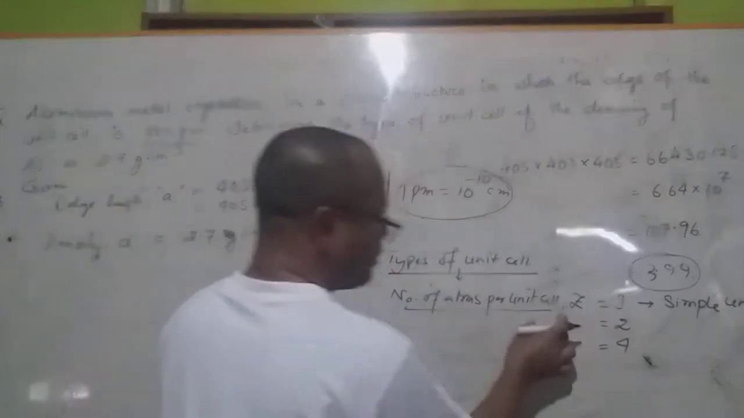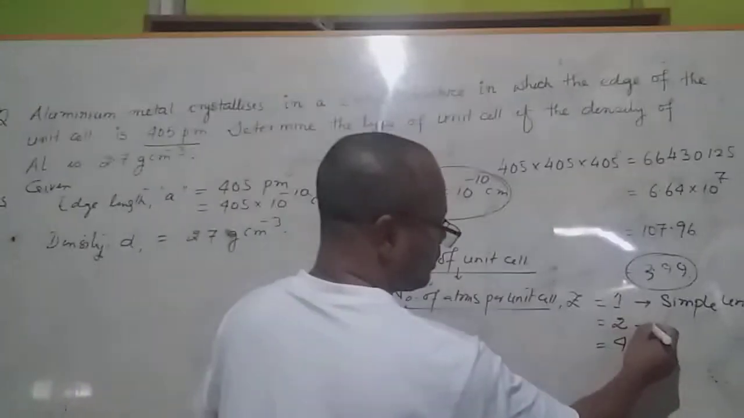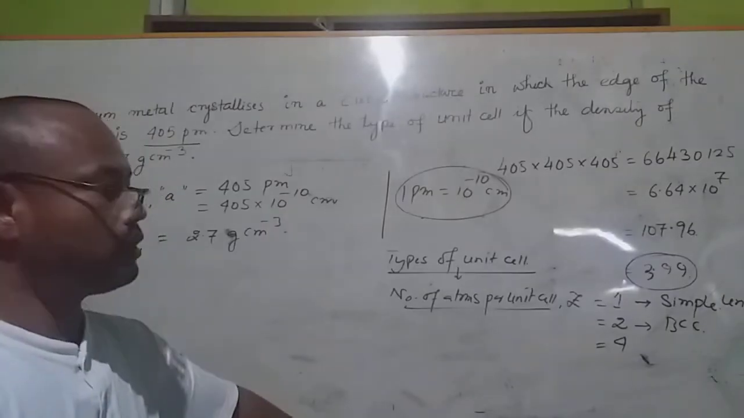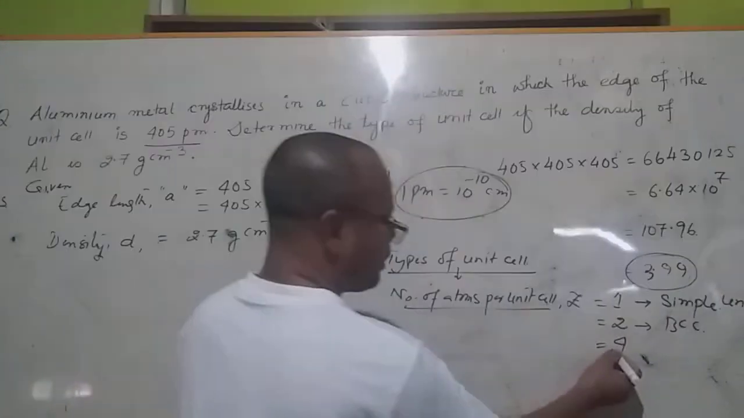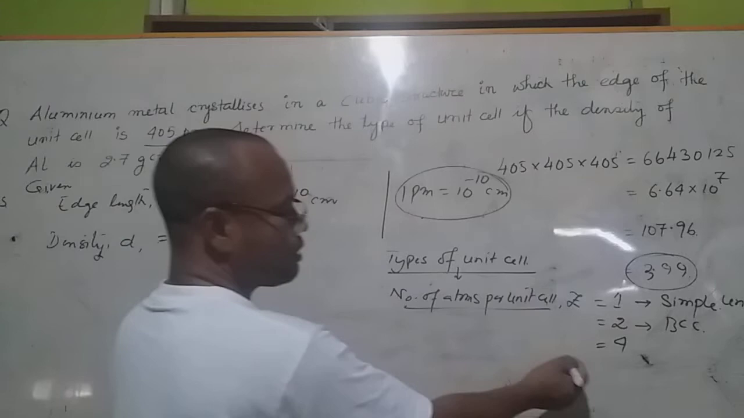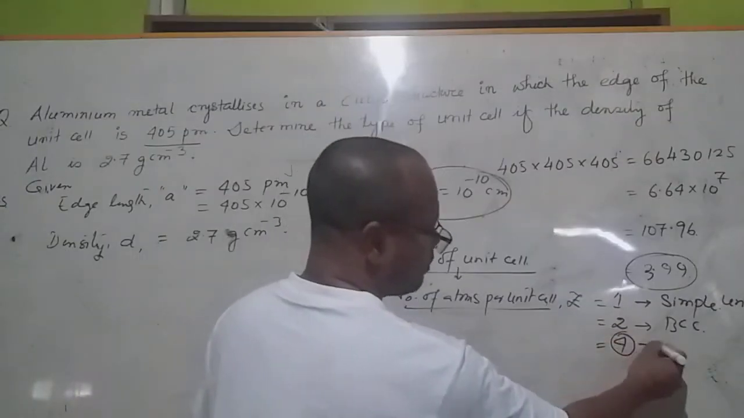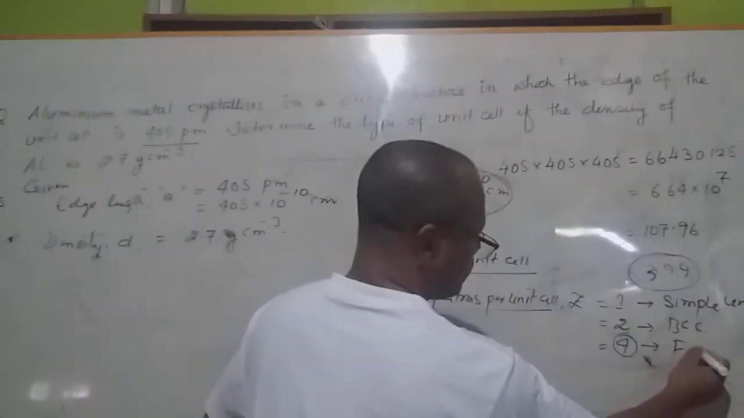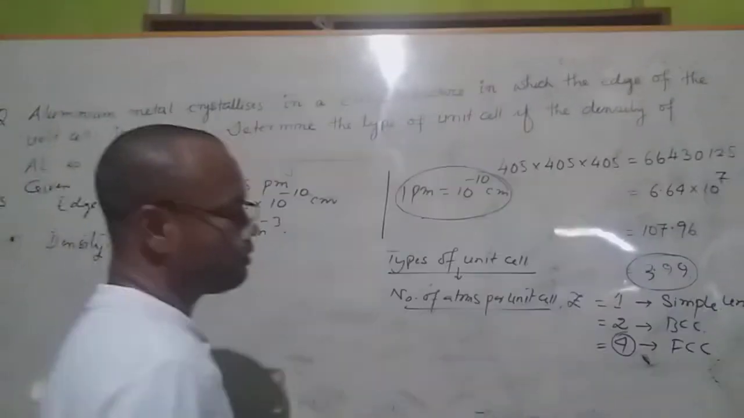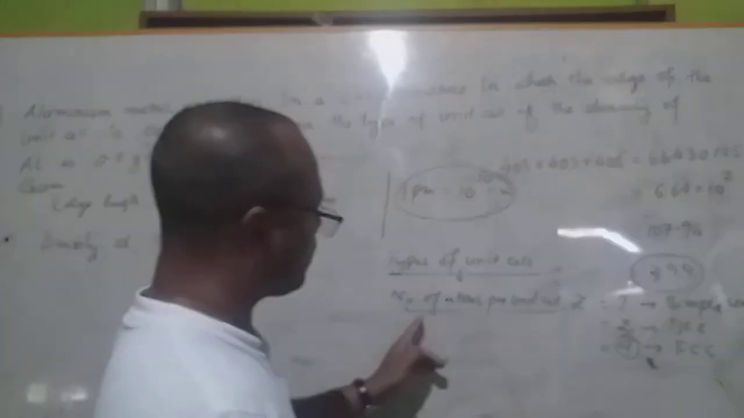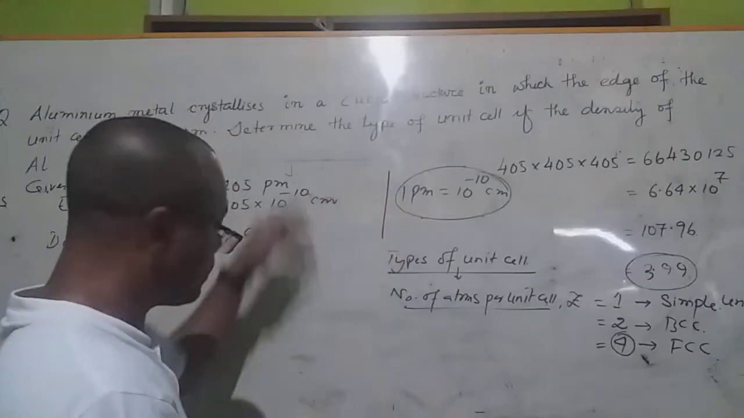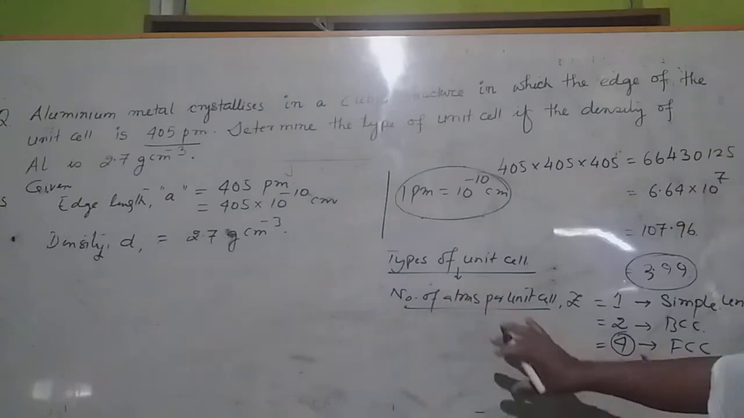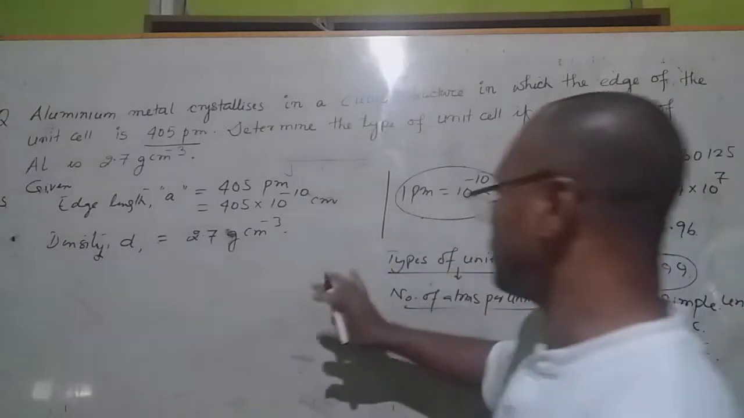And when the Z value is 2, that is what we call BCC, the full form is body centered cubic. And when the number of atoms per unit cell comes out 4, the type of unit cell is the face centered unit cell, we write it FCC. Now here we are going to calculate the number of atoms per unit cell from the given dimensional parameters.